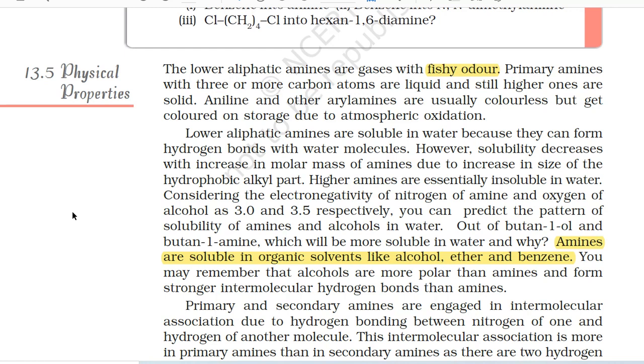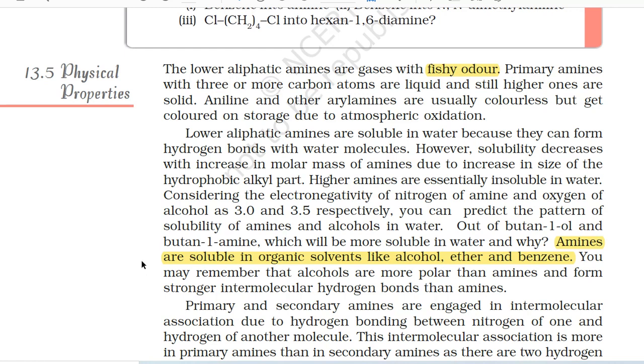Lower aliphatic amines are soluble in water because they can form hydrogen bonds with water molecules. However, solubility decreases with increase in molar mass of amines due to increase in size of the hydrophobic alkyl part. Higher amines are essentially insoluble in water. Considering the electronegativity of nitrogen of amine and oxygen of alcohol as 3.0 and 3.5 respectively, you can predict the pattern of solubility of amines and alcohols in water. Out of butan-1-ol and butan-1-amine, which will be more soluble in water and why?